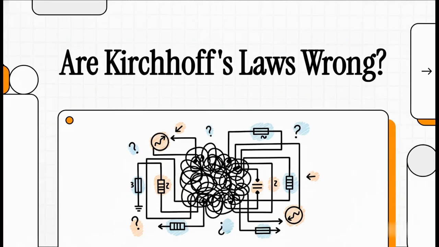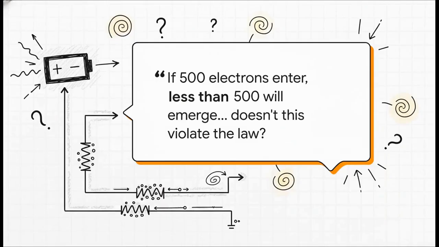So let's just jump right in with a question that trips up a lot of people when they're first getting into electronics. It's a real head-scratcher. Are Kirchhoff's laws wrong? And you can kind of see where the confusion comes from, right? You picture a circuit, the current splits, and maybe one path is way harder to get through. So do some electrons get stuck?